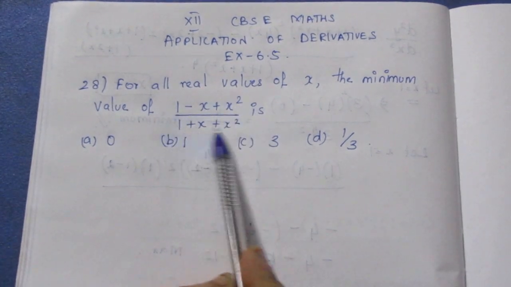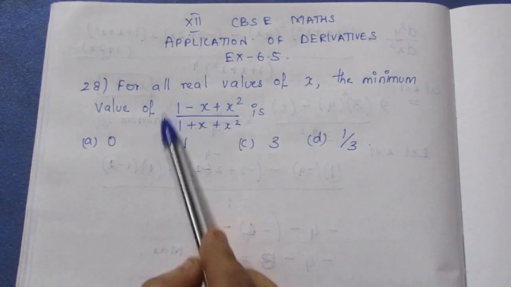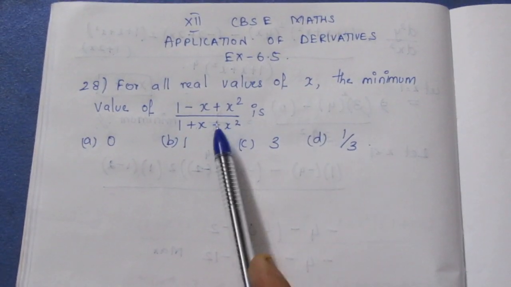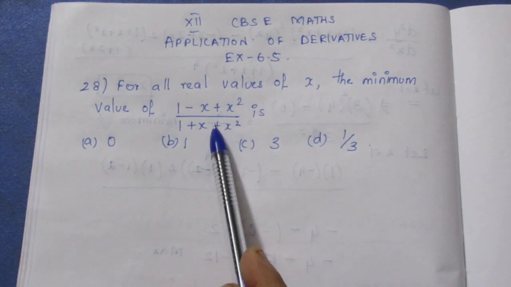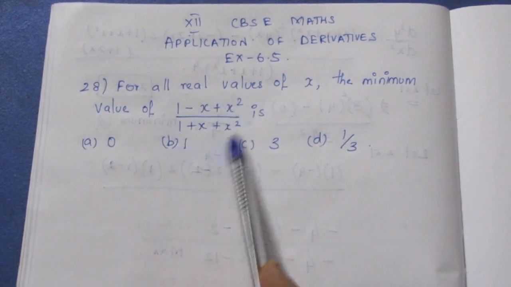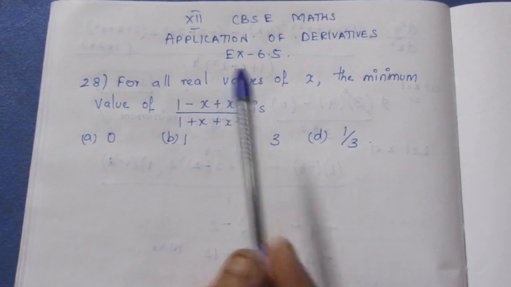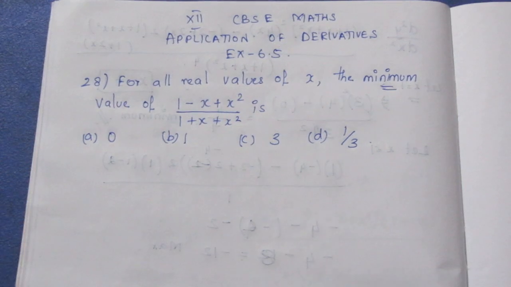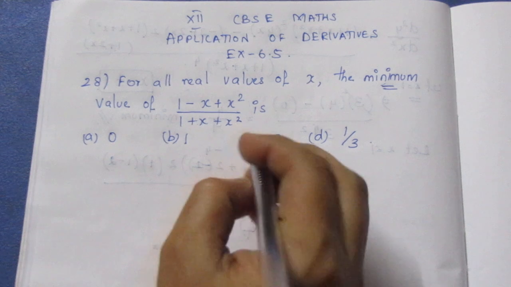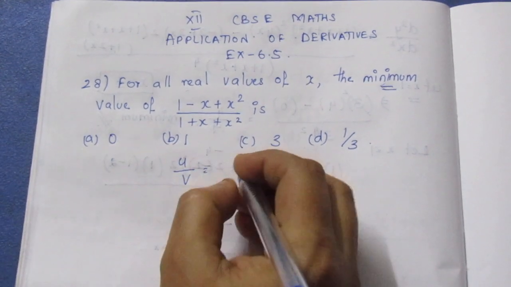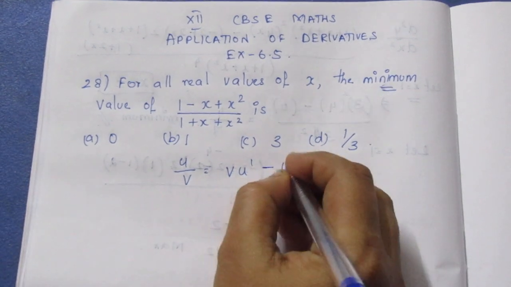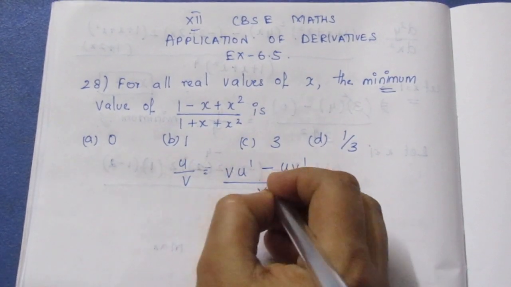Here we are going to find what value this expression will take if x is a minimum. We need to find the x value, then substitute it to find the minimum value of this expression. We know when it is minimum, we need to differentiate. So let us differentiate this. It is in the form of u by v. For u by v, keeping v as it is, differentiate u, minus u times the derivative of v, by v square.